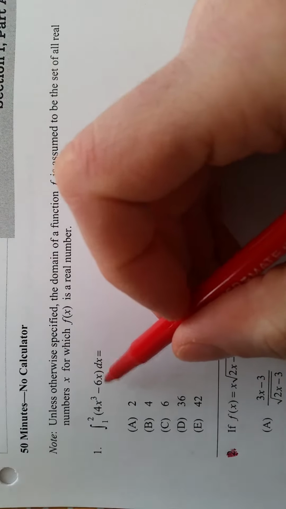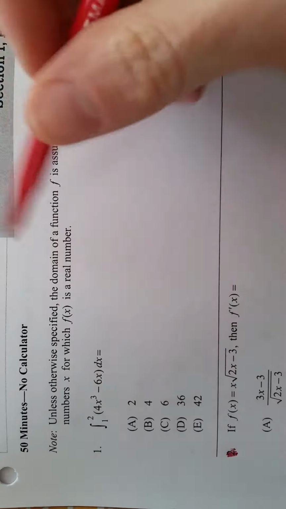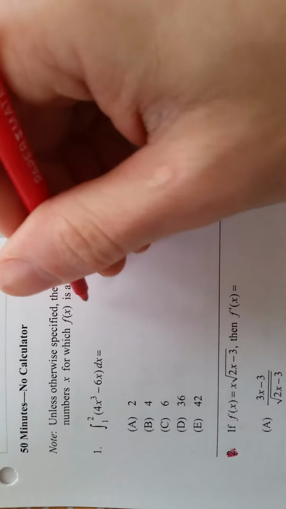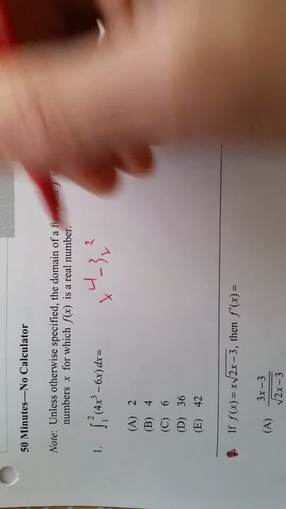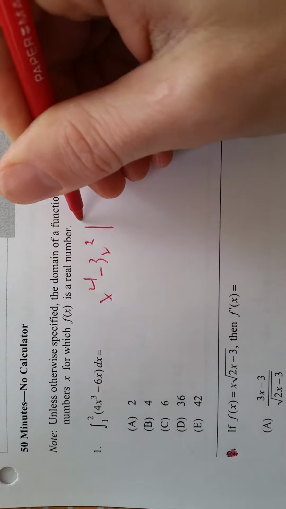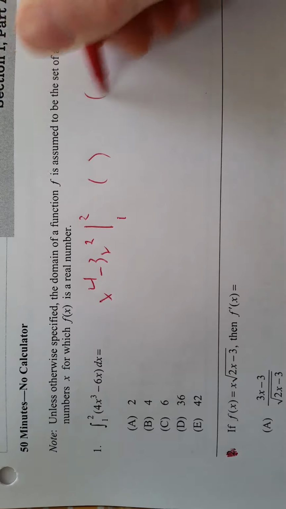Okay, so this is just a definite integral, so we need to take the antiderivative of this, which looks like it's going to be x to the fourth minus 3x squared. There's your antiderivative. The limits of integration are 2 and 1, so I'm going to make my little parentheses.